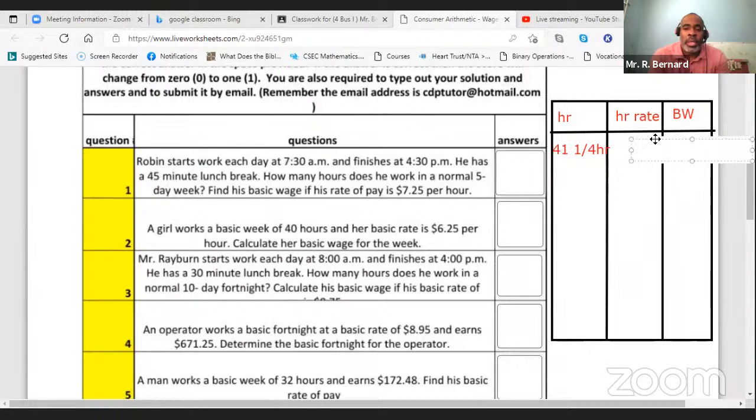Then the hourly rate that they gave you was $7.25. And then they asked to find the basic wage. That was the question. So you can use the table.